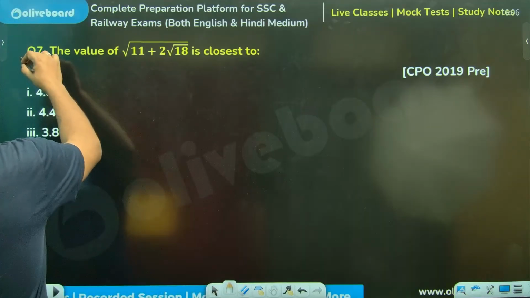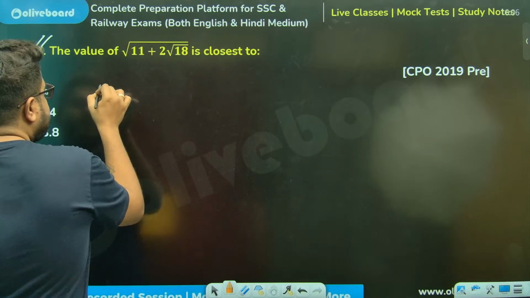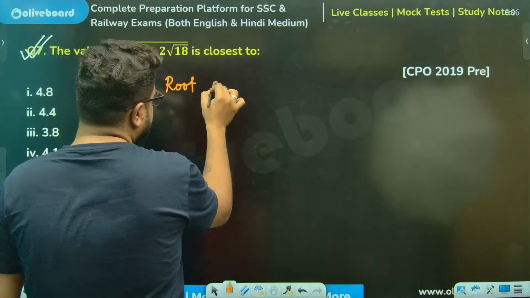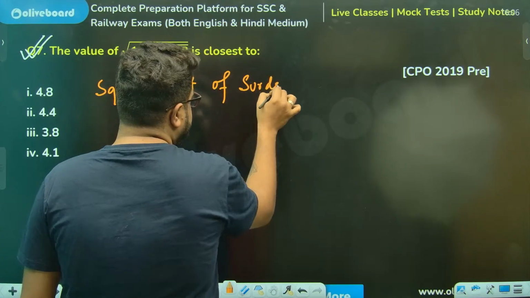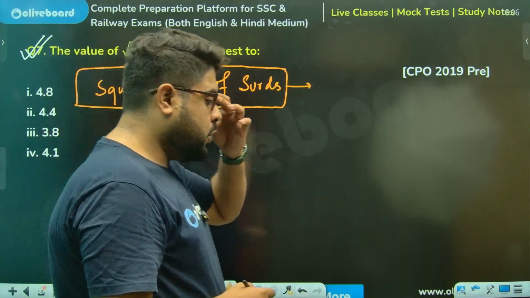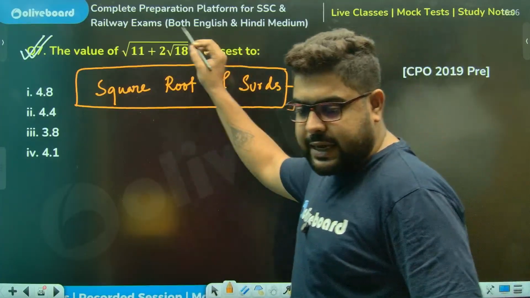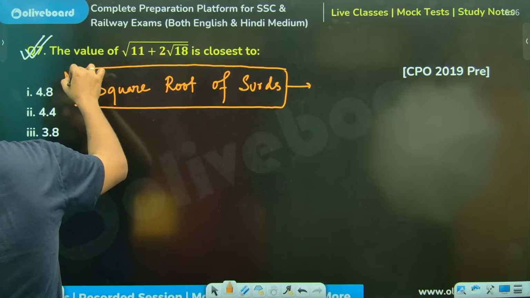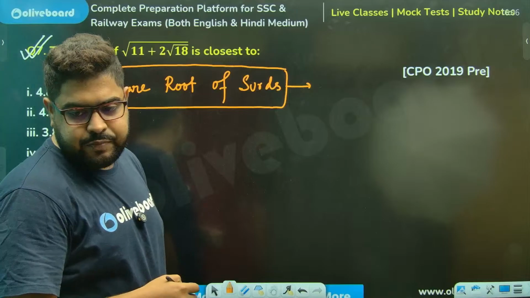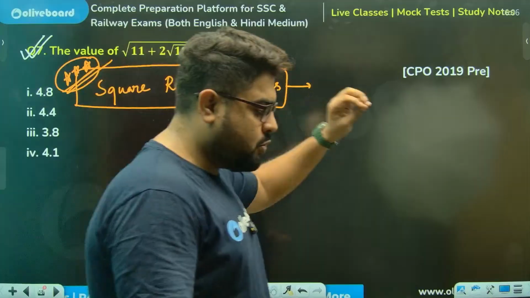Now, one last topic that I need to discuss: the square root of surds. I'll take this example first. Whenever you're doing a square root like this, there are two things. And this is the most important, especially for Tier 2 questions. For Tier 2, this is one of the most important topics. This is what they ask most of the time.